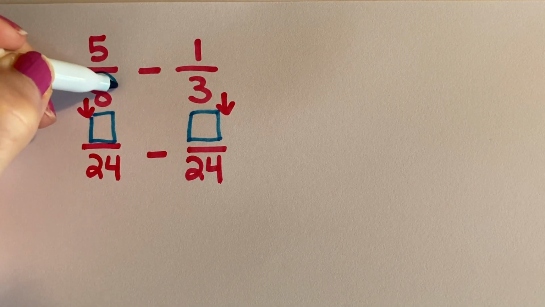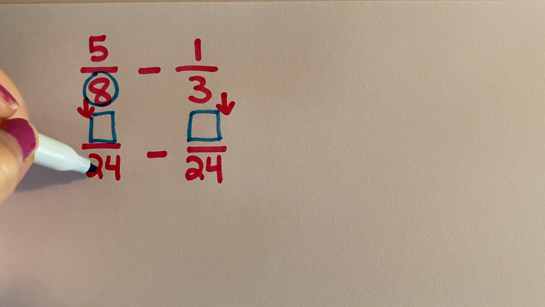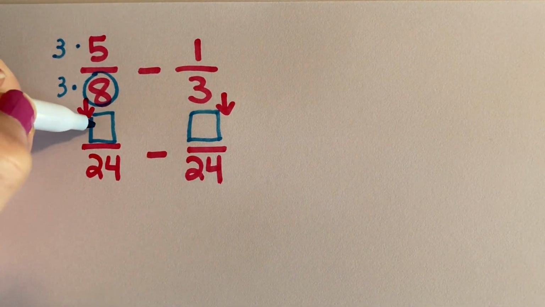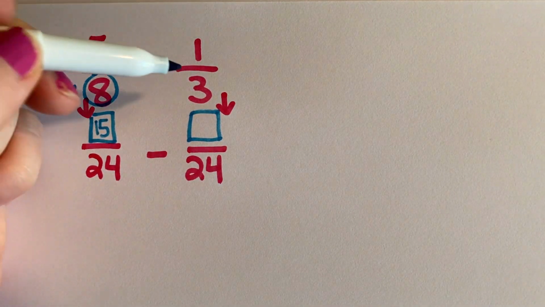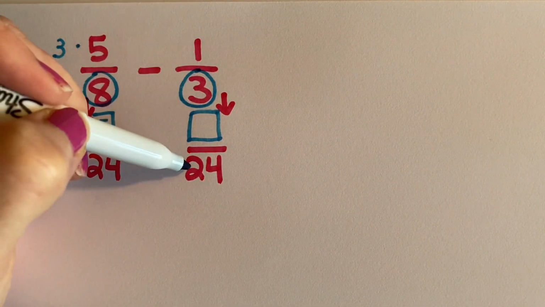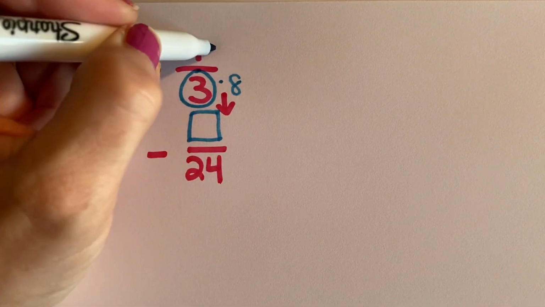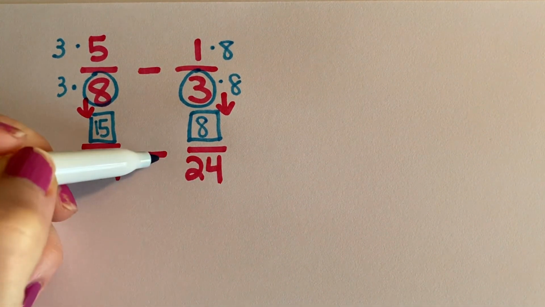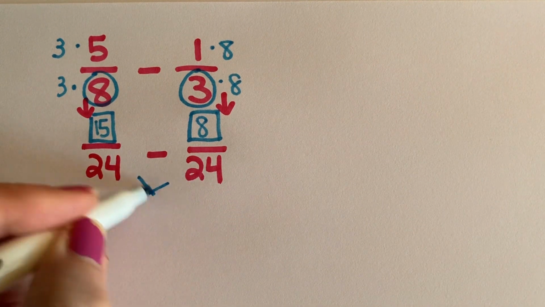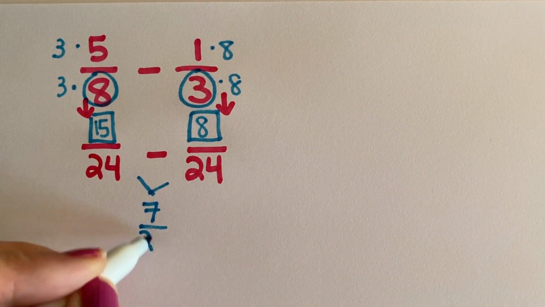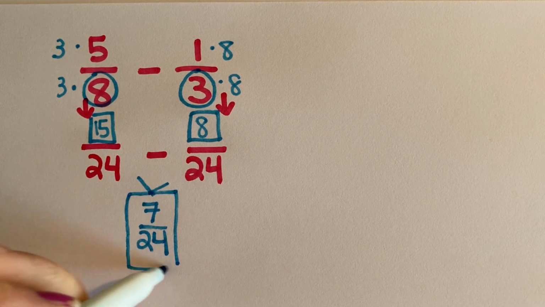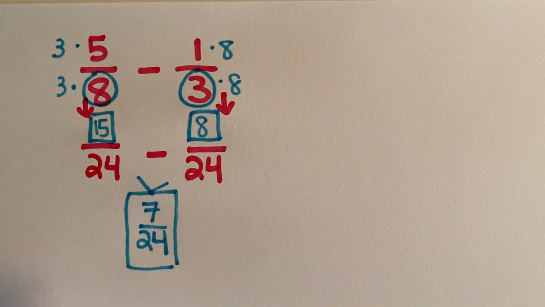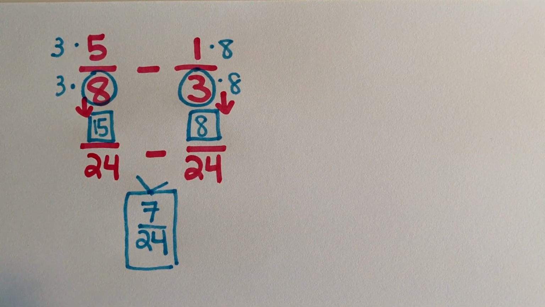Okay, so how do we grow an 8 to a 24? Well, we multiply by 3. And 5 times 3 is 15. How do we grow a 3 up to a 24? Well, we multiply by 8. And 1 times 8 is 8. So 15/24 minus 8/24 is going to give us 7/24. And that'll be the final answer. I can't reduce that. It's not improper. So we'll just take that proper fraction as being fully simplified.